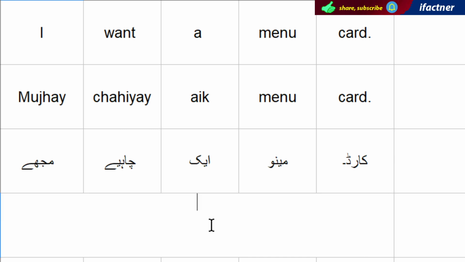So now let's see how do we write it in Urdu. I have already told you that we usually don't say एक. मुझे menu card चाहिए. So you will just say menu card चाहिए.